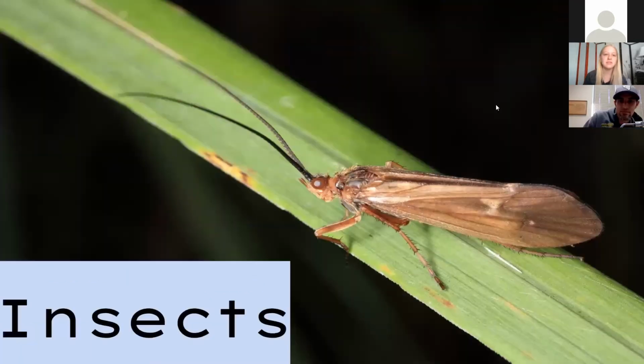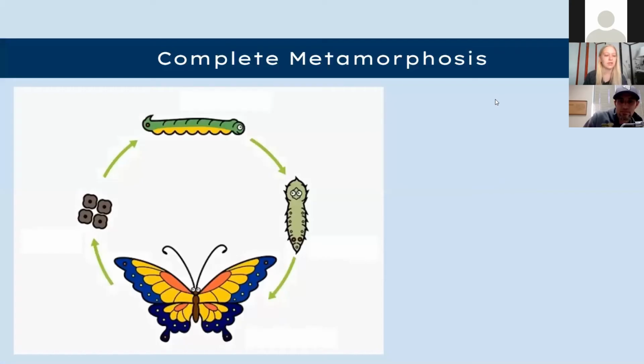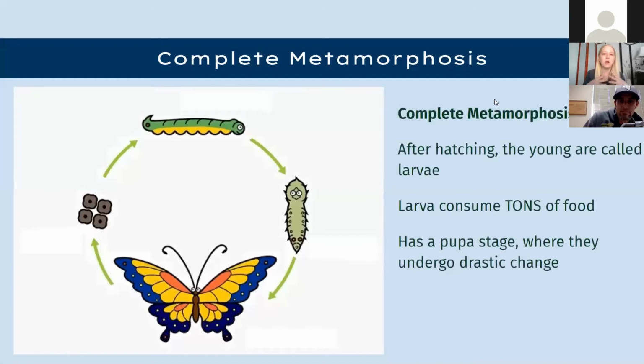So diving into our insects, we're going to start with an idea called complete metamorphosis. You might have heard of metamorphosis when we're talking about butterflies, or amphibians like frogs. They start as a tadpole, they go through a change, and they appear to become a completely different animal. However, it's just a later stage in that life cycle. An example of complete metamorphosis would be the butterfly.